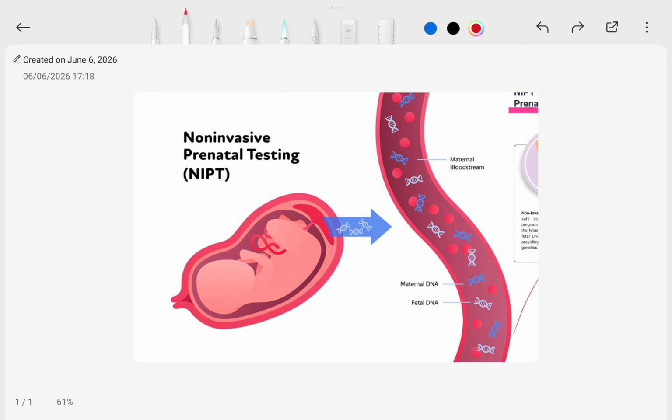We will cover what NIPT is, how it works, when it should be offered, what the advantages are, what conditions it can detect, its limitations, and how to interpret the results in clinical practice.